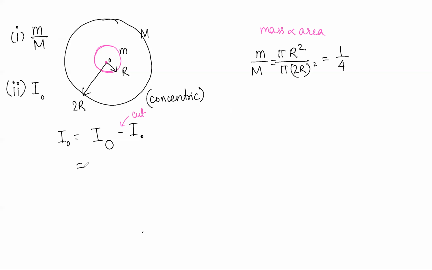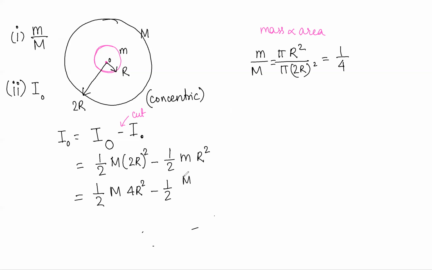अब फटाफट लिख दो, डिस्क का मोमेंट ऑफ इनर्शिया कितना होता है, half into capital M into radius squared, 2r whole squared, minus, no need of parallel axis theorem because the axis is the same, minus half into small m into the radius of the smaller disk, r square. That is equal to half into M into 4r square minus half. What is the value of small m? M by 4. So into M by 4 into r square. नहीं दिया वैल्यू, यहाँ पे वैल्यू अपन ने निकाला m is equal to M by 4, so we can use that value over here, M by 4 r square.